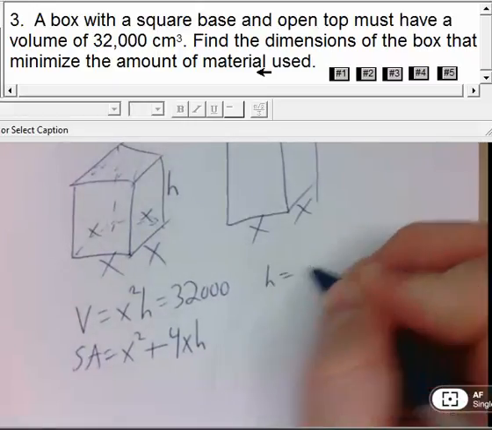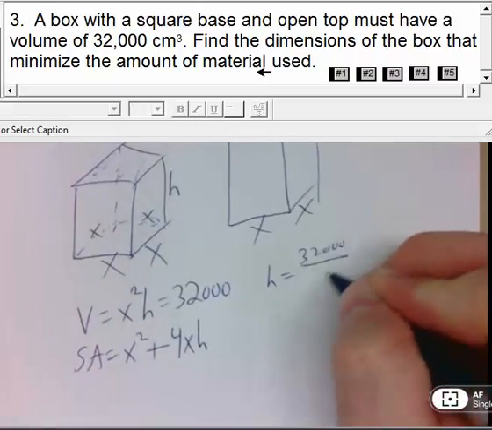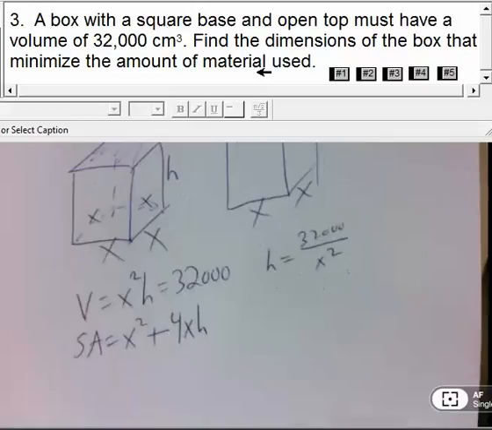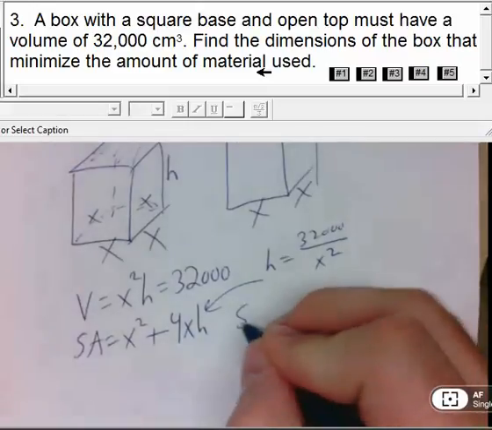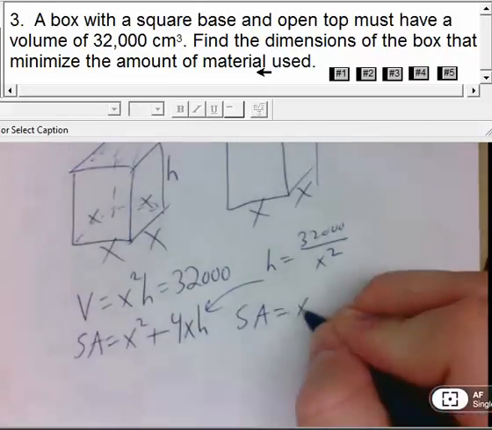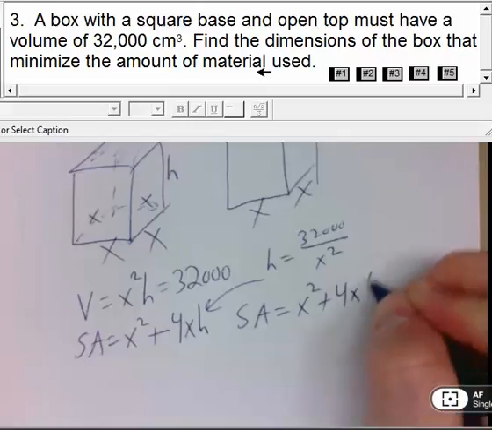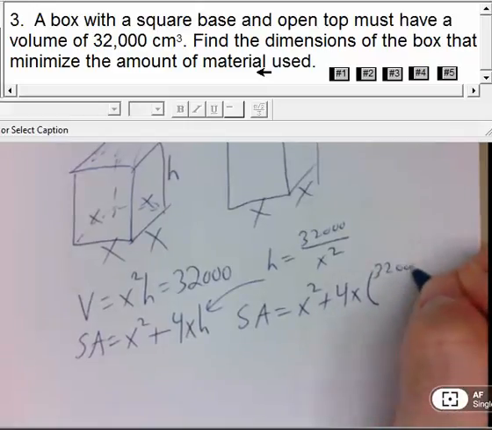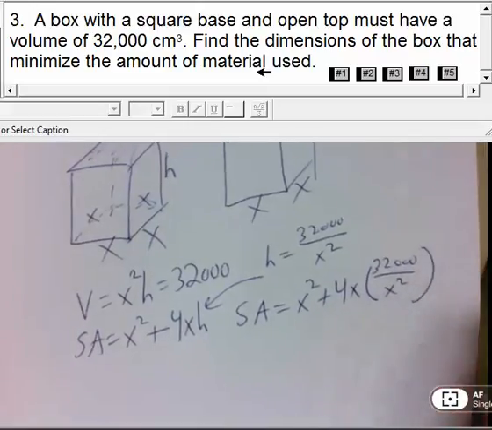So h is 32,000 over x squared. Done. Plug that in. So my surface area is going to be x squared plus 4x times this 32,000 over x squared piece. There's my formula for surface area. That's what I'm trying to minimize. I can go from there.